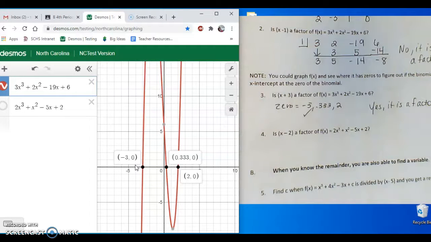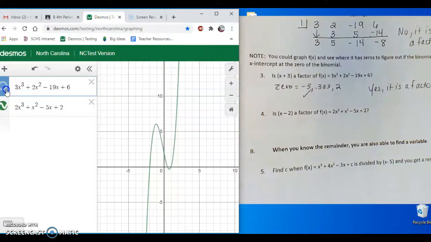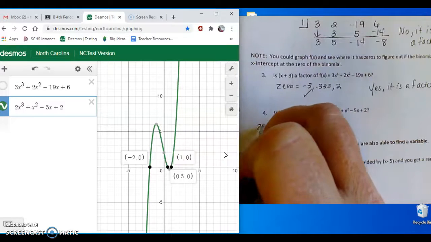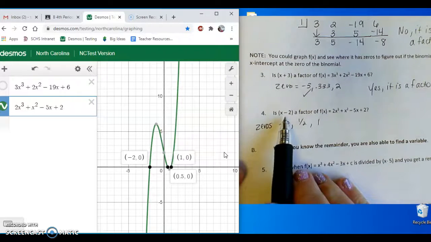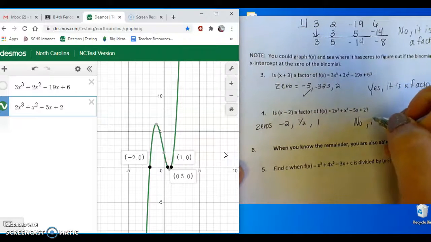And so depending on what the problem says, if it says use synthetic division, if it says graph it, you can use either way when you're looking at a multiple choice kind of situation to determine if it's a factor or not. So number 4, I already have it graphed here. Here's my zeros, -2, 1/2, and 1. And I want to know if x minus 2 is a factor. Well, -2 is the 0, but remember when we factor it, we have to change those signs, so the answer is no, it's not a factor.